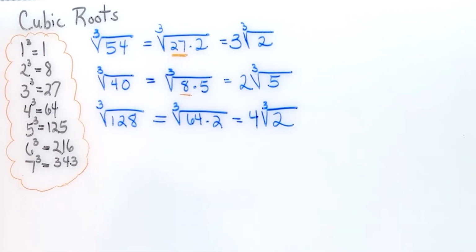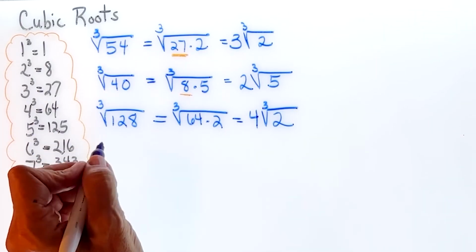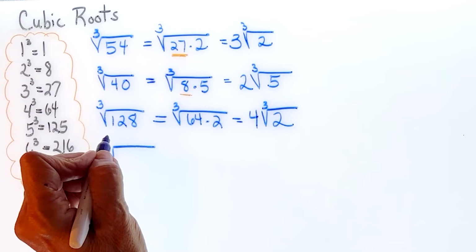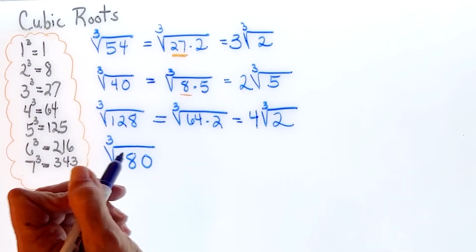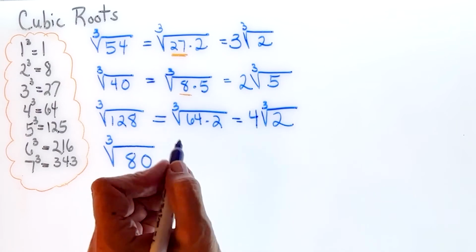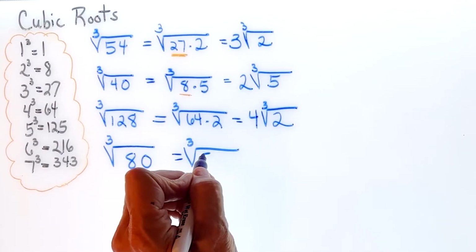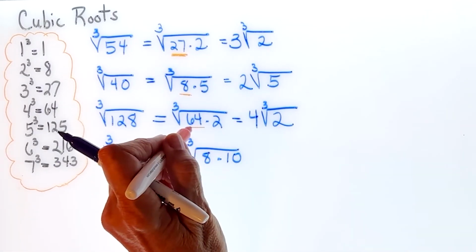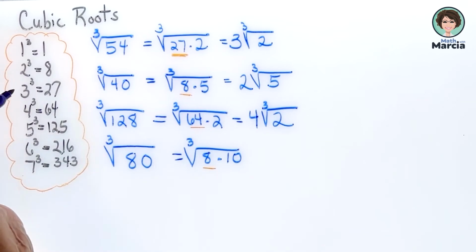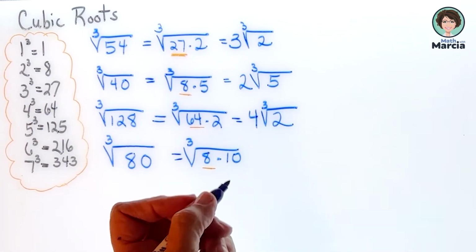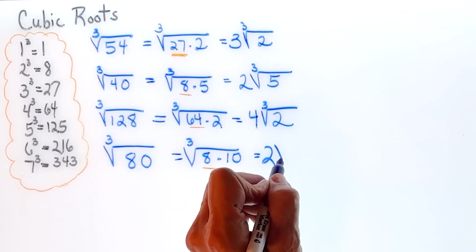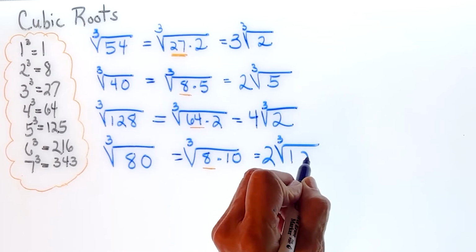And the last one that I would like to try with you is, let's see, how about the cubic root of 80? Well, we know that 8 times 10 is equal to 80. So again, where I'm looking for my perfect cubes, I see that 8 is 2 to the 3rd power, or 2 cubed. So it is going to be equal to 2 cubic roots of 10.